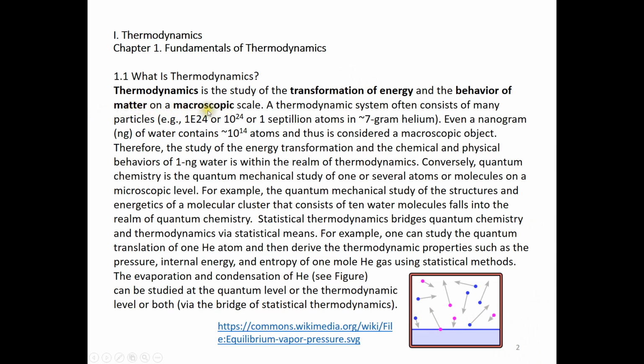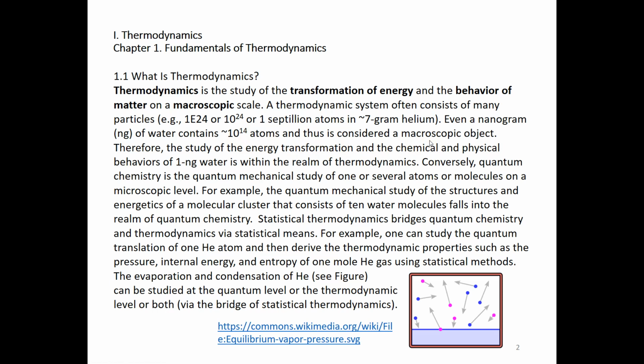What is a macroscopic object? A macroscopic object often contains many atoms or molecules. For example, 7 grams of helium gas contains 10^24 helium atoms. Even just 1 nanogram of water contains about 10^14 atoms. So these two examples are macroscopic objects.